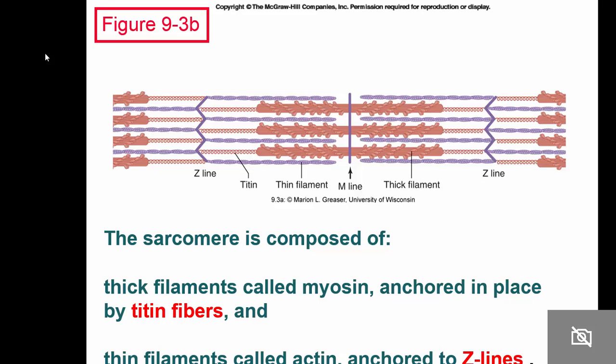If you got rid of the titin, you wouldn't have as much of a connection to the Z line. All you would have is the actin. Right? The problem is that the myosin would be floating in space. And that would be bad, because then it wouldn't be lined up. So it makes sure that everything stays lined up and that everything stays together. So it's also a connective protein. Right? Questions?